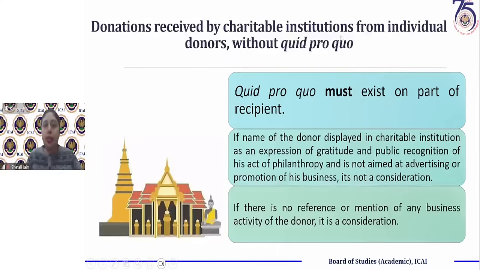Donations received by charitable institutions from individual donors without quid pro quo. Now, there are three clarifications on consideration which the department has given, as to whether in this case we will treat it as consideration or not. First case is any charitable institution if it is receiving donations. So, can we call that donation as consideration or not? Now, straight away, there is no clear answer to this. You cannot say that if it is a donation, it will never be consideration. It is not so. You have to see the nature of donation.